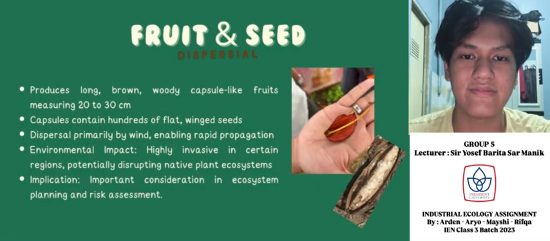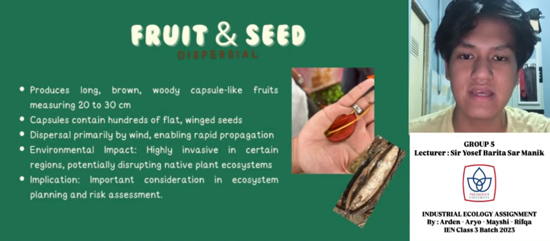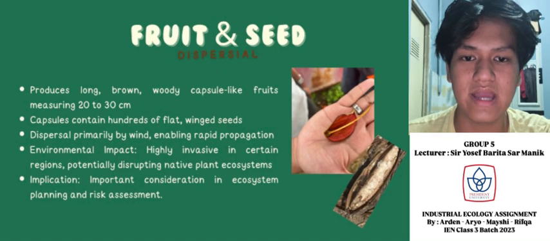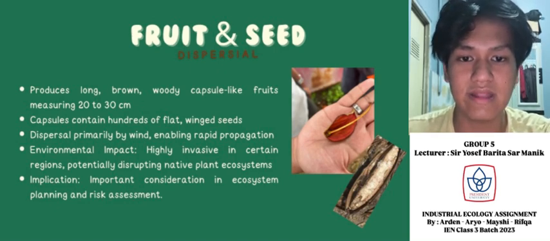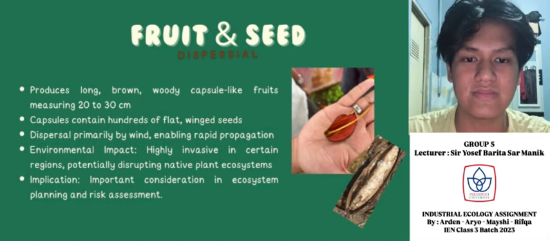So the next is fruit and seed dispersal. It produces long, brown, woody capsule-like fruit measuring 20 to 30 cm. The capsule contains hundreds of flat seeds, dispersed primarily by wind, enabling rapid propagation. The environmental impact is highly emphasized in certain regions, potentially disturbing native plant ecosystems. This is an important consideration in ecosystem planning and risk assessment.